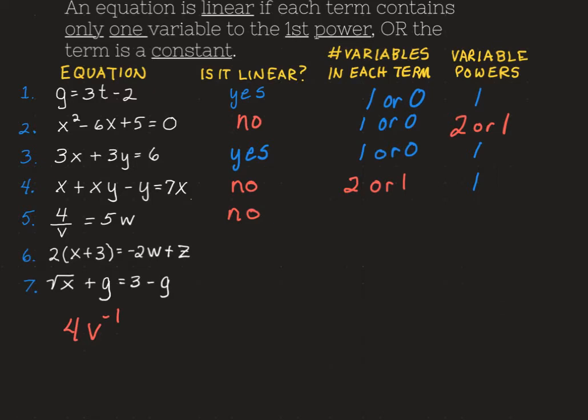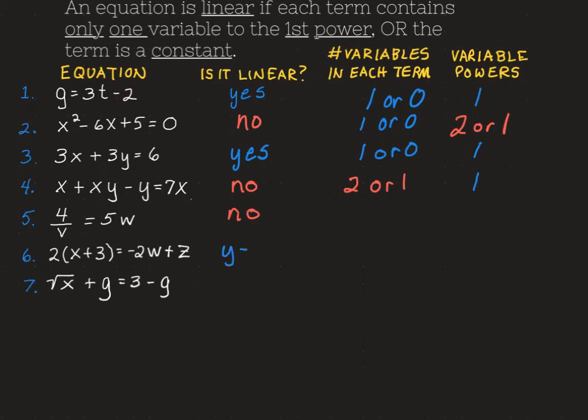The other way you could look at this is do a little algebra on it. If you multiply both sides by v, you're going to get rid of v on the left-hand side. You'll have 4 equals 5wv. That means in this term, you have 2 variables. So for all those reasons, this is no. For now, just remember if you have a variable in the denominator, it is not a linear equation.